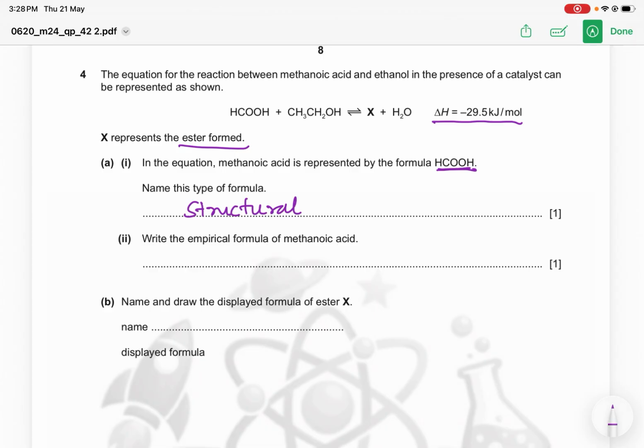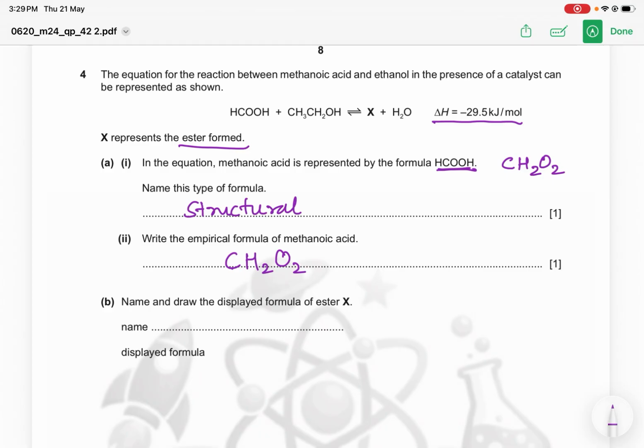For that, first of all, we have to count the number of atoms given here. We have only one carbon atom, two hydrogen atoms and two oxygen atoms. We cannot simplify it further. So CH2O2 becomes the empirical formula of methanoic acid.